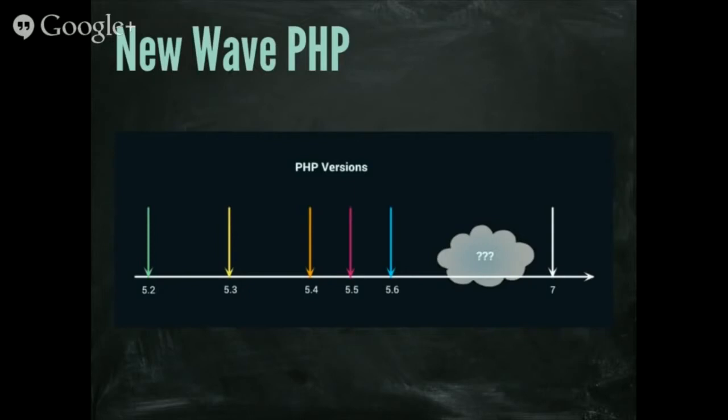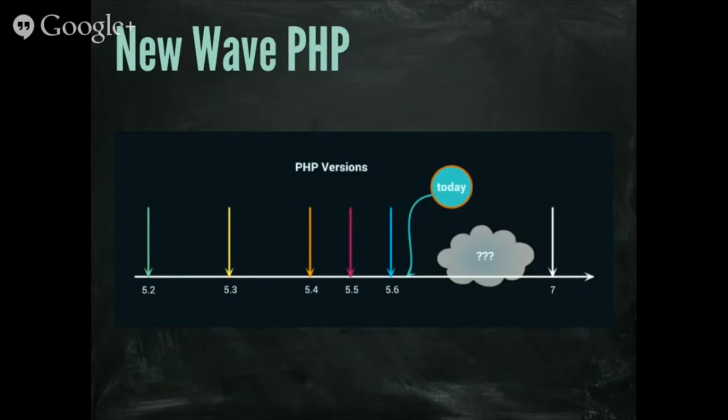So the next major version release will actually be 7, because it looks very different to that 6 that we were once planning. Right now, we're here. PHP 5.6 is out. What that means is that PHP 5.2 is long dead.